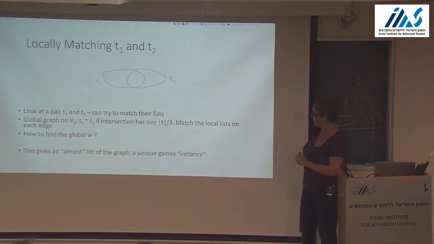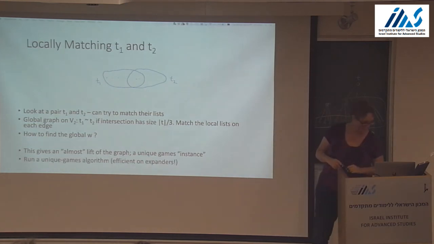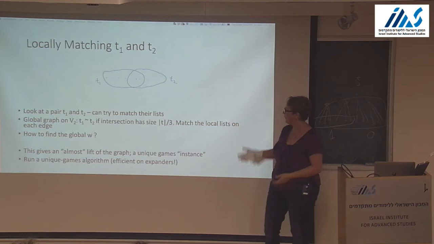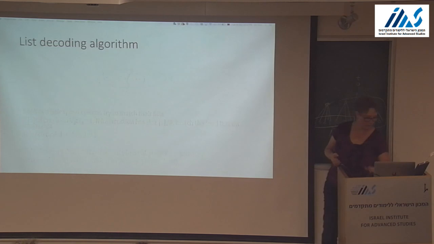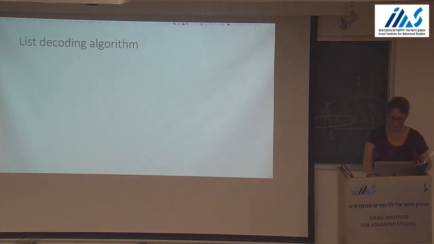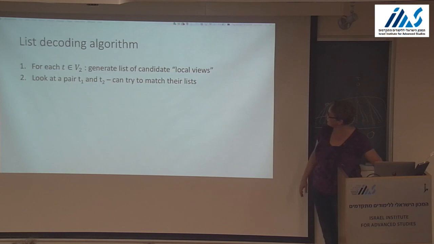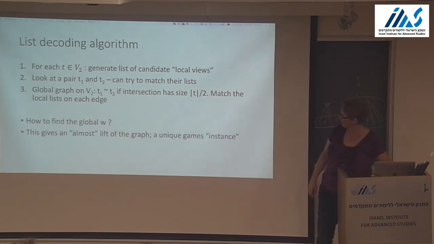Okay, but unique games is conjectured to be hard, but not on an expander. So we know how to solve unique games in polynomial time on a graph that is an expander. We run this algorithm and we get our answer. So this is the algorithm. I think I'm out of time. For every T, we generate local views. For every pair, we construct the matching. We construct this global graph with unique constraints, and we run the unique games algorithm.